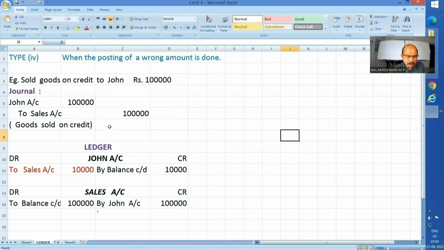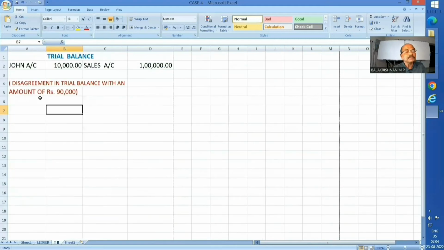How to have it posted? If it is done properly, it will be John account to sales 1 lakh and sales by John 1 lakh. Sales by John 1 lakh has been done perfectly. Whereas by mistake, instead of 1 lakh, 10,000 has been debited to John account. So it will be balanced this way, and the trial balance entries will move like this. John account 10,000 debit, sales account 1 lakh credit. Obviously, there is a disagreement in trial balance with an amount of rupees 90,000.